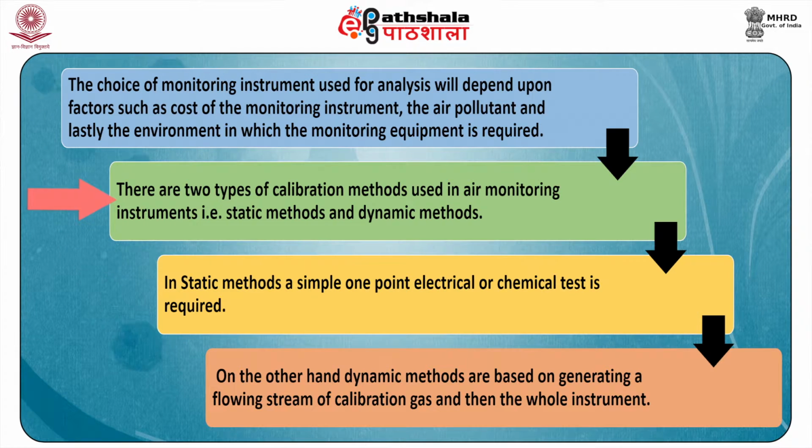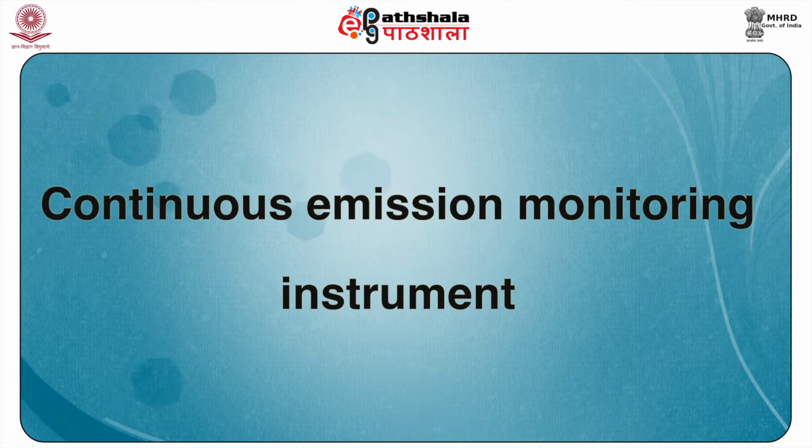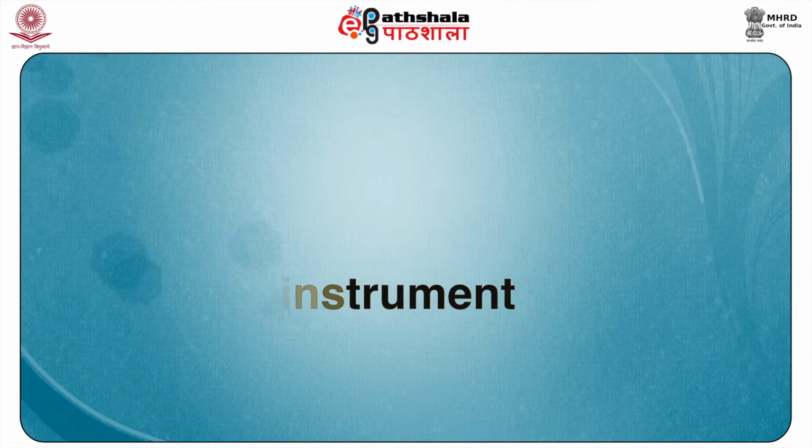There are two types of calibration methods used in air monitoring instruments, that is, static methods and dynamic methods. In static methods, a simple one-point electrical or chemical test is required. On the other hand, dynamic methods are based on generating a flowing stream of calibration gas and then the whole instrument.